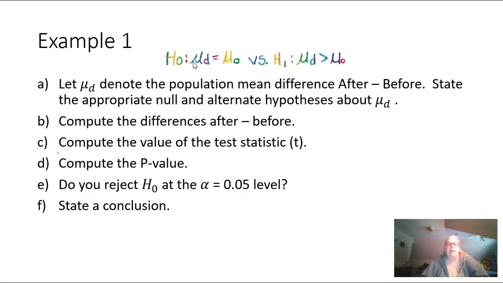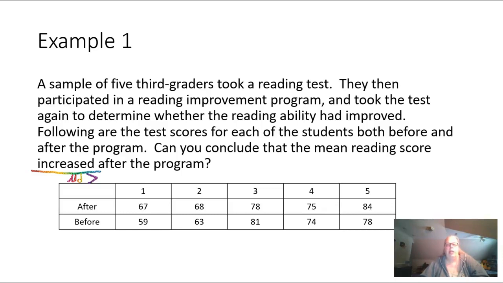Now part B asks us to compute the differences after minus before. So let's go back to the chart. For each one of these, I'm going to do the after number minus the before number, and I'm just going to record it across here on the bottom. So let's see, 67 minus 59. That's going to leave me with 8.